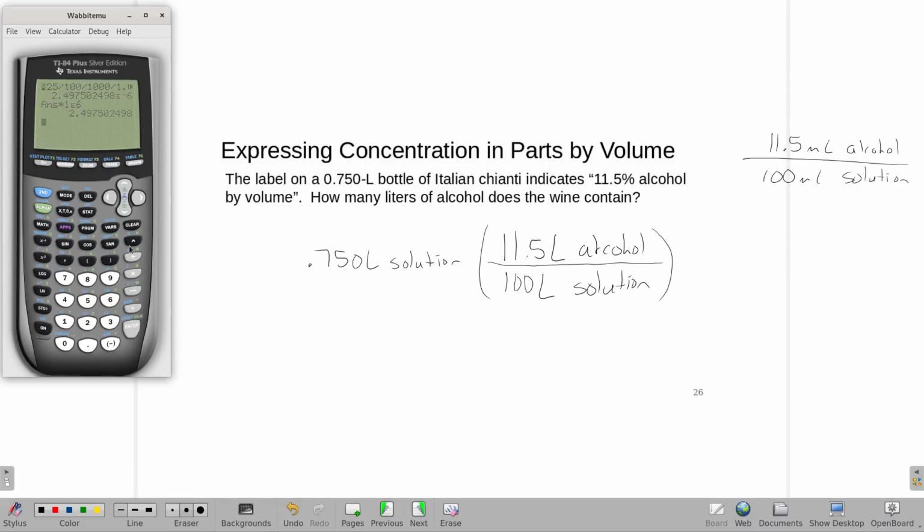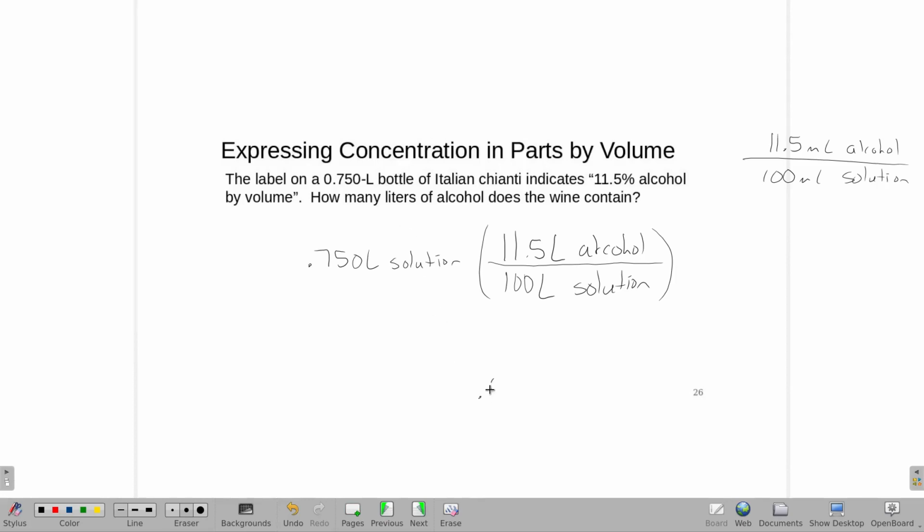Oh, this is just going to be as simple as 0.75 times 11.5 divided by 100. And we get that that is, and it does want liters, so 0.863 liters, or 86 milliliters.